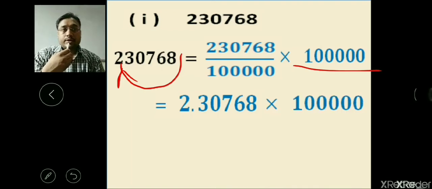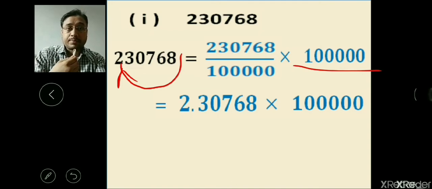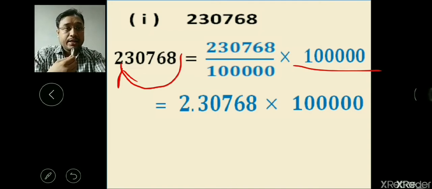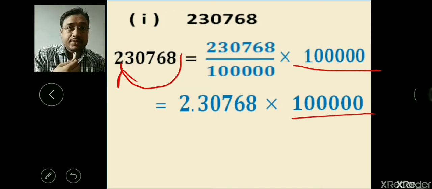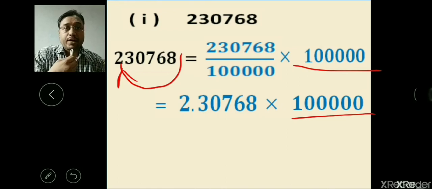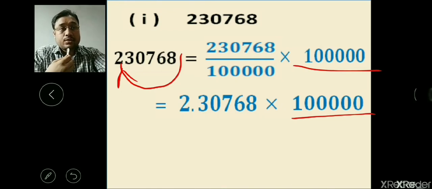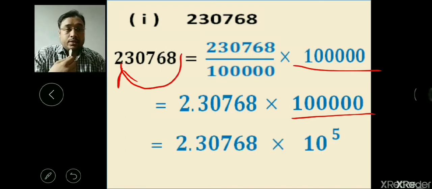You have to multiply, because you have divided with 1 lakh, then the number becomes 2.30768. So now you have multiplied also, otherwise the number will change. 1 lakh has 5 zeros, so you will give 5 power on 10, because 10 will multiply 5 times with itself, then only 1 lakh will come. You know that. So this is the rule.